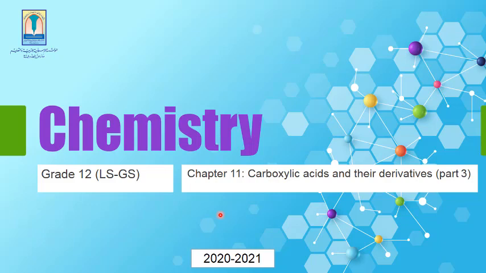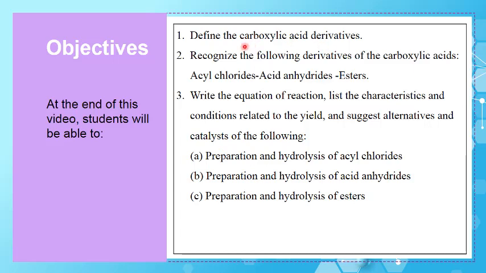I'll be explaining Chapter 11, Carboxylic Acids and Their Derivatives, Part 3. It is the last part in this lesson. In this lesson, we have to define the carboxylic acid derivatives, recognize them, and study their chemical properties related to this lesson.